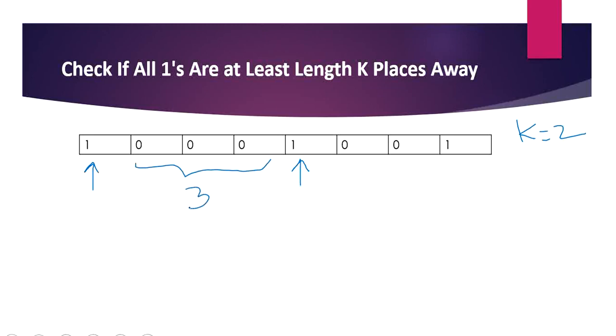And if you consider the other one at the last position, in between it has two zeros, so it also satisfies the condition. So yes, all the ones are placed at least k places away. So the output is true. So "at least" is the key here. The zeros between every pair of ones can be 2 or more than 2.